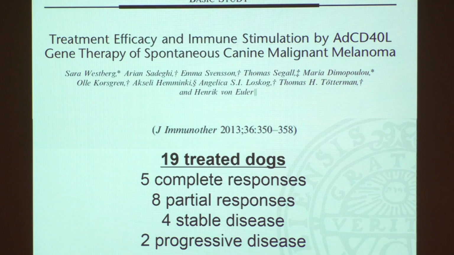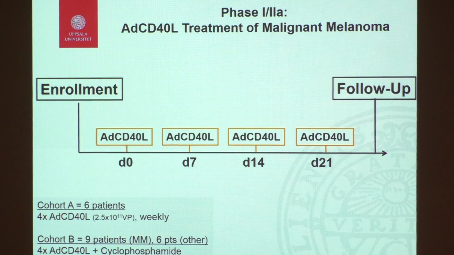All in all we treated 19 dogs with melanoma, and we saw 5 complete responses, 8 partial responses, 4 stable disease, and only 2 didn't respond at all and had progressive disease. So we thought these data really supported doing a trial also on patients with malignant melanoma. So we did that, and these were really late stage patients that were even resistant to ipilimumab, which is another immunotherapy. But you have to start there at least.